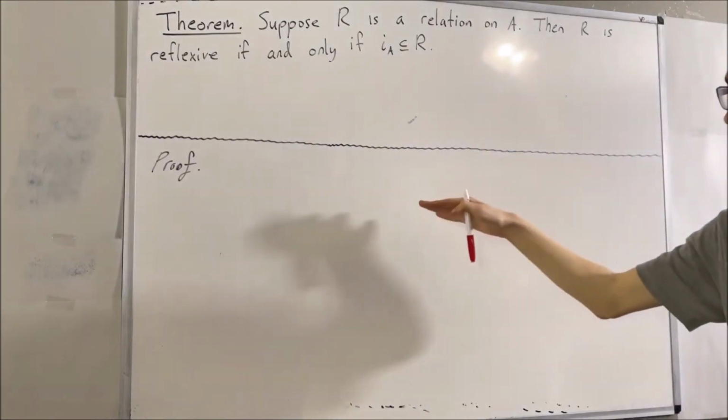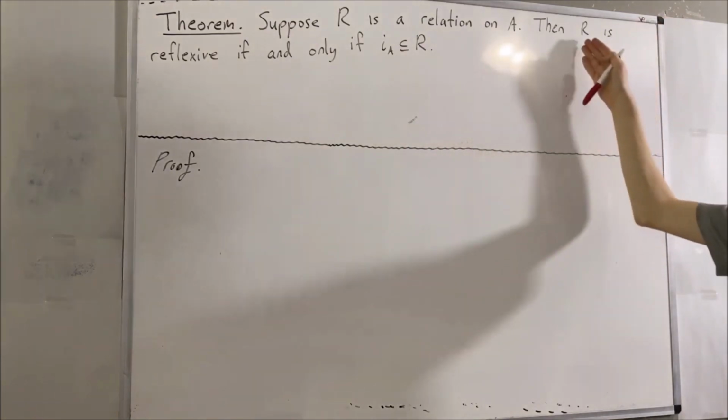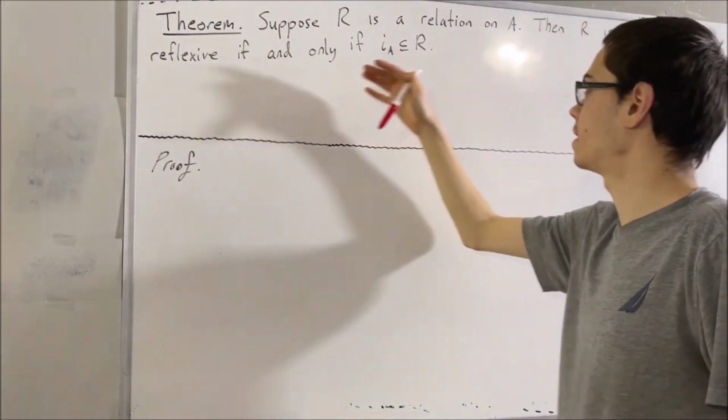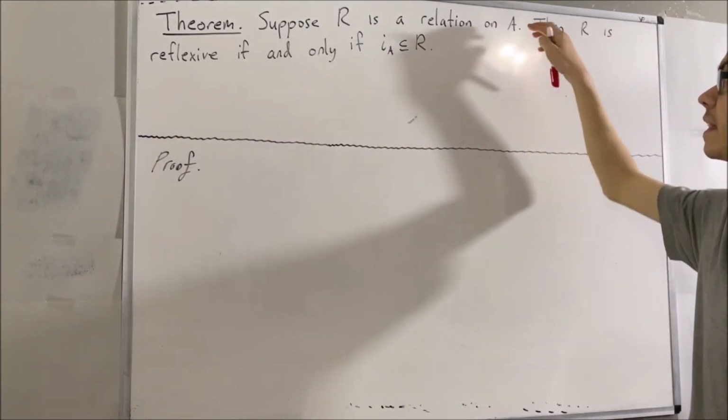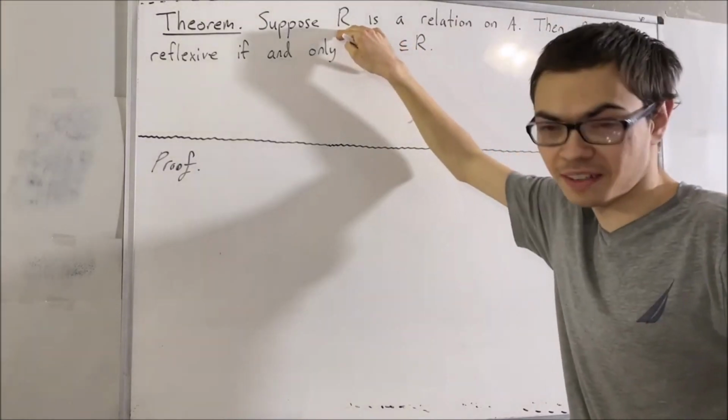Now, before we begin this proof, I would like to write some notes down. First of all, what does it mean for R to be reflexive? Well, if you recall, all that means is, for every element x in A, we have that x comma x is in R.